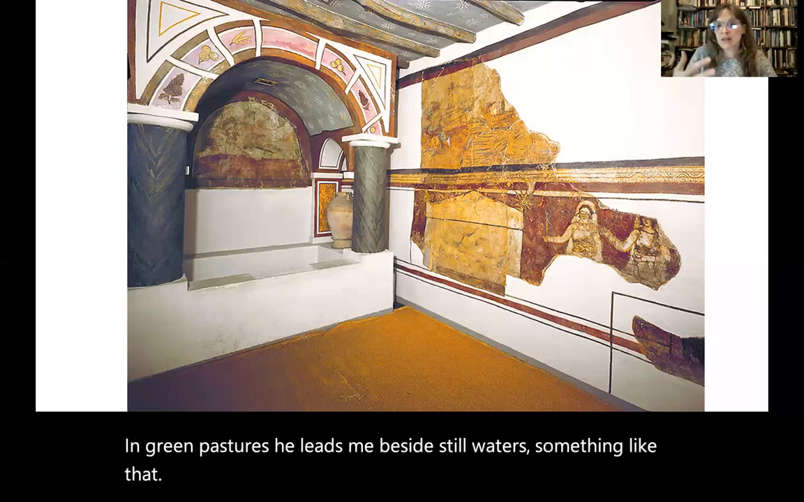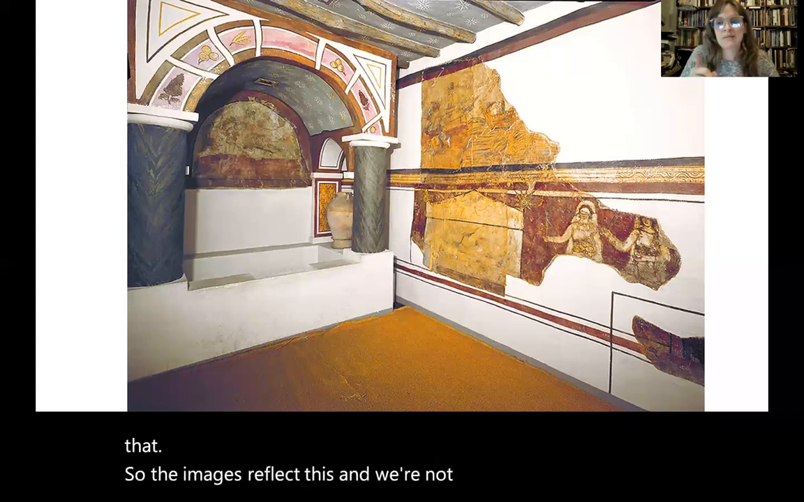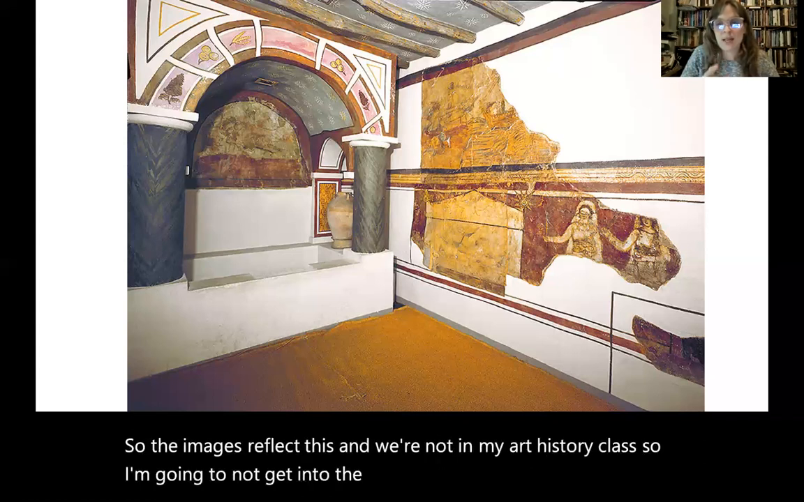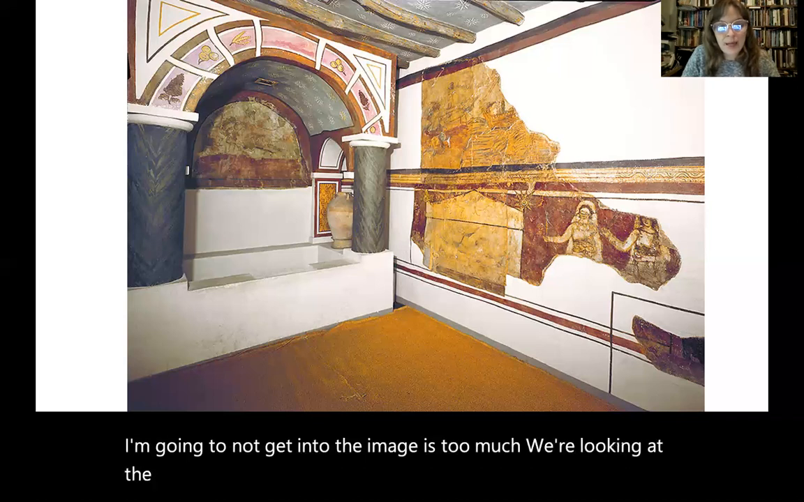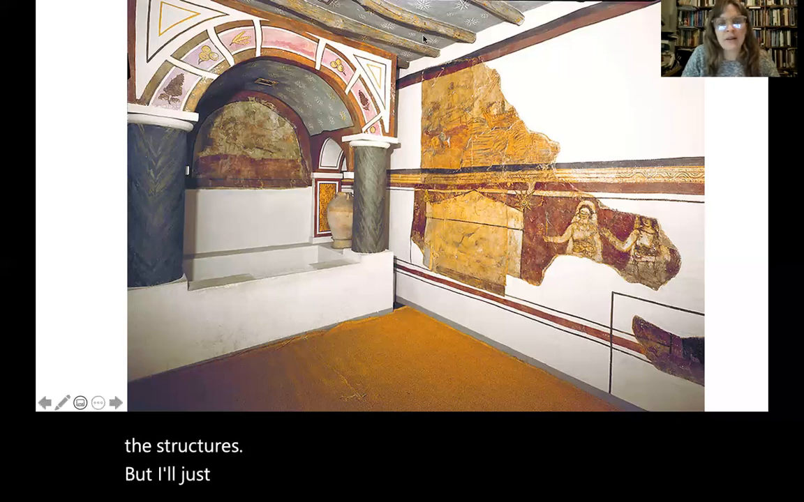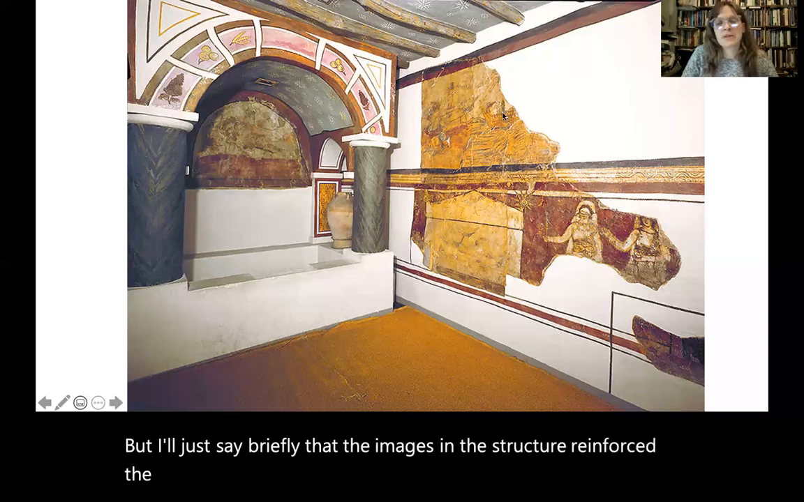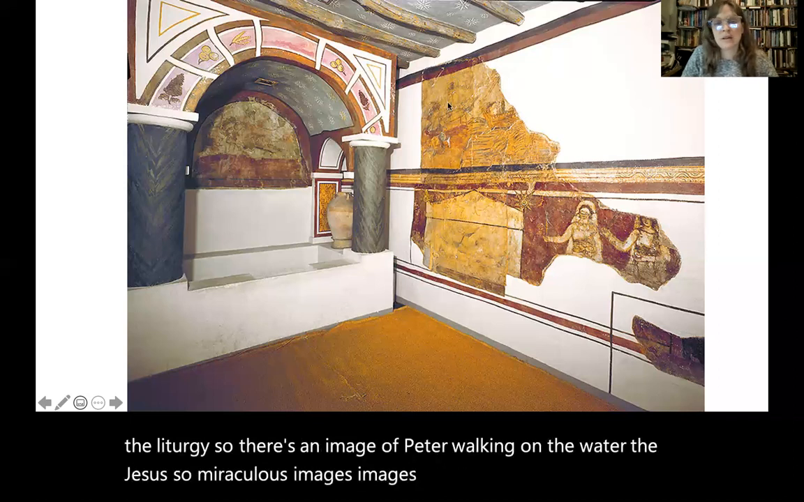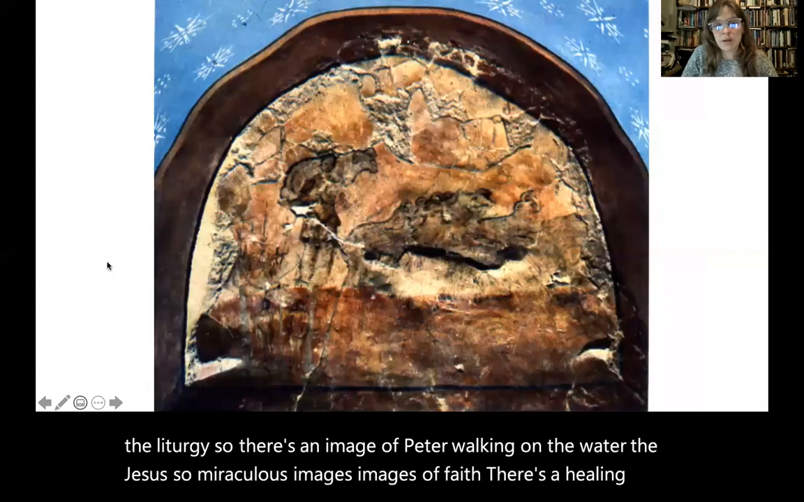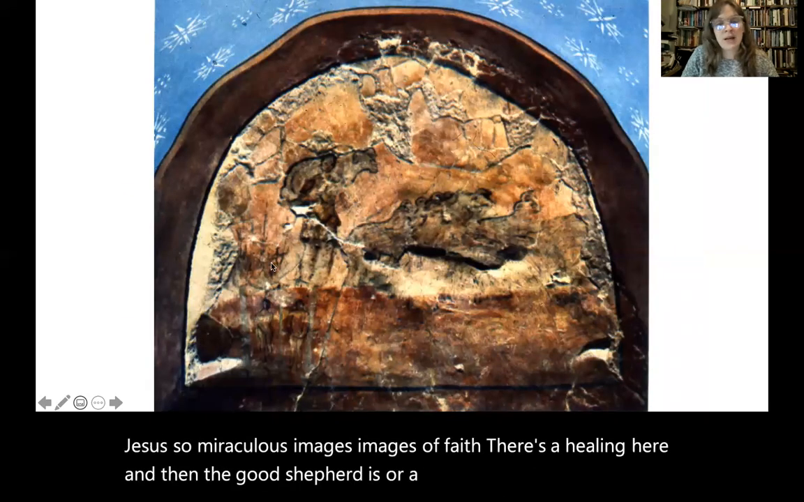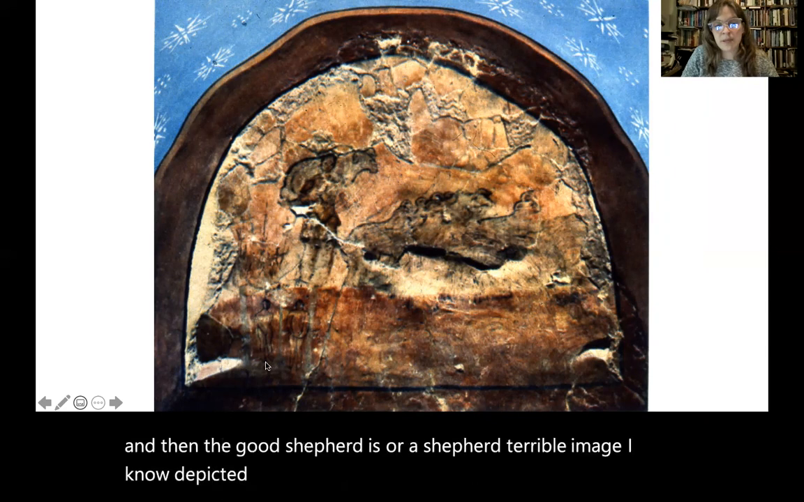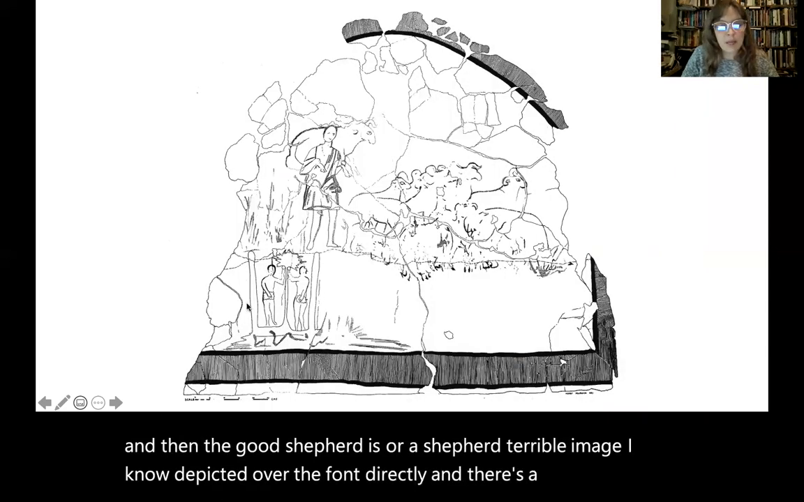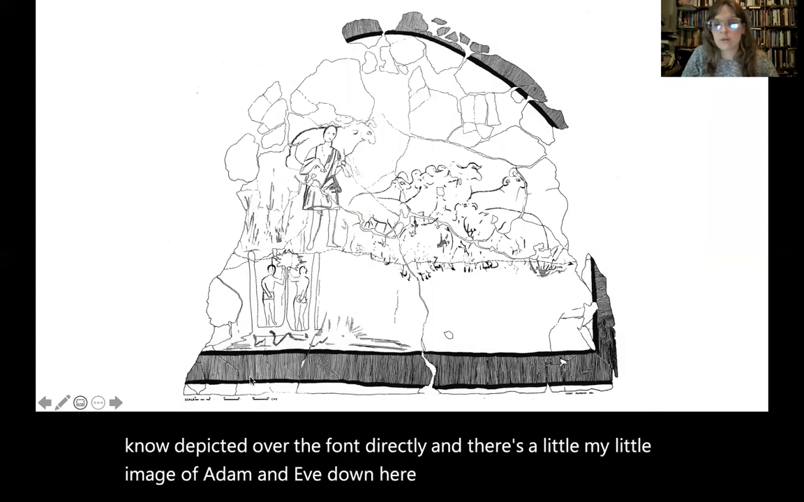So the images reflect this, and we're not in my art history class, so I'm not going to get into the images too much. We're looking at the structures. But I'll just say briefly that the images in the structure reinforce the liturgy. So there's an image of Peter walking on the water, Jesus, so miraculous images, images of faith. There's a healing here. And then the good shepherd is depicted over the font directly. And there's a little image of Adam and Eve down here. So a reference to the fall, to original sin.